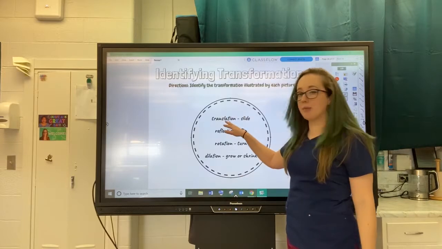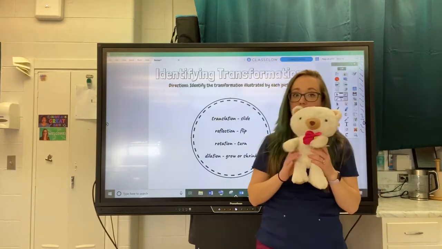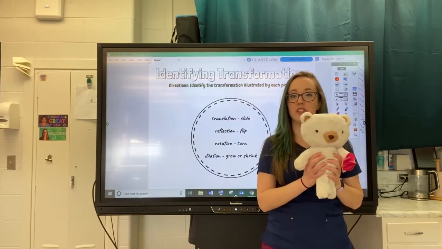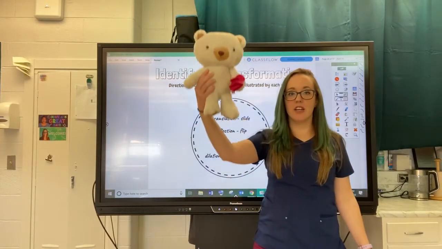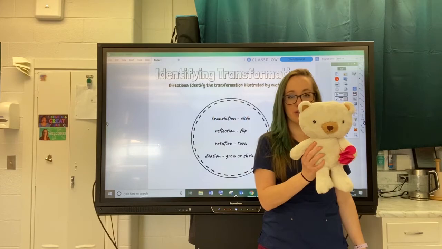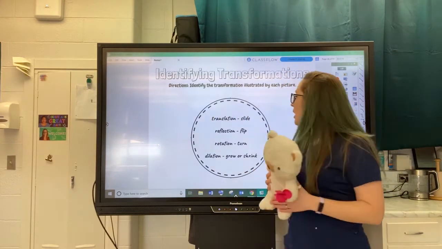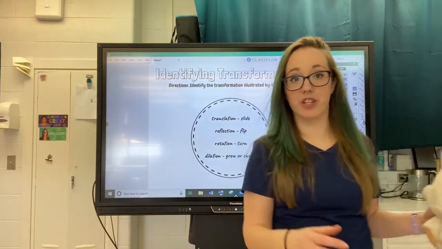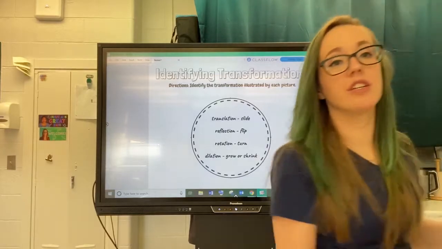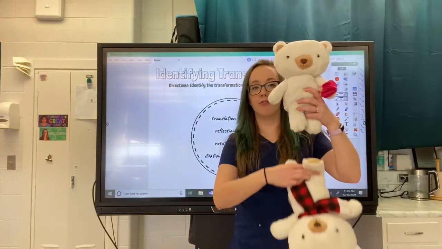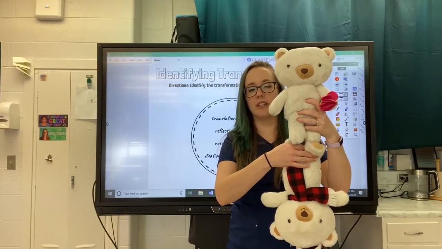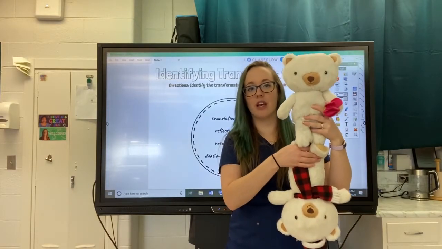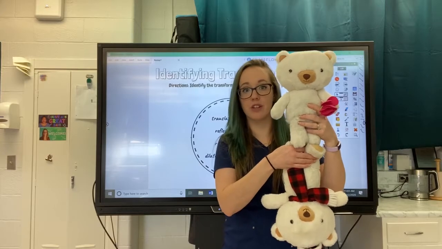So we've talked about translations. A translation is when it just slides to somewhere else. My bear does not change size. It is just moving to somewhere else, okay? And then we talked about reflections. Reflections are where it flips upside down or over to the side, but it's not really changing size or anything. It's just now pointing a different direction, okay?